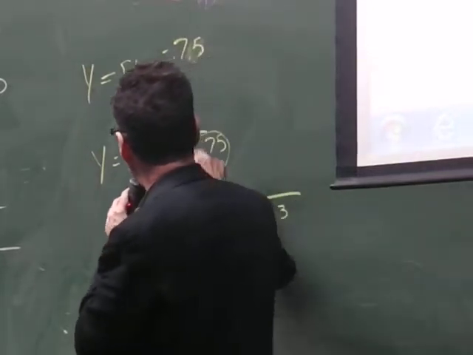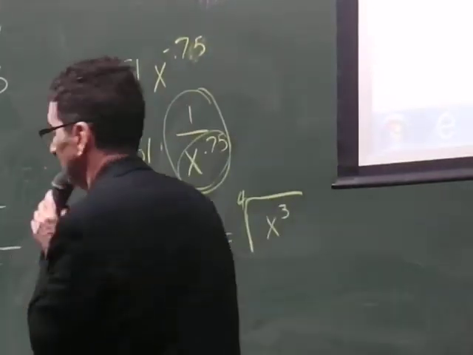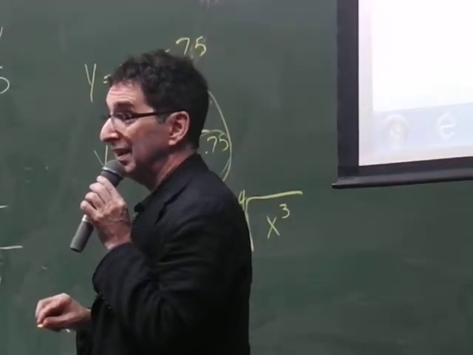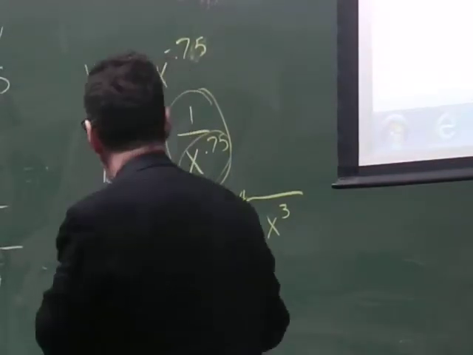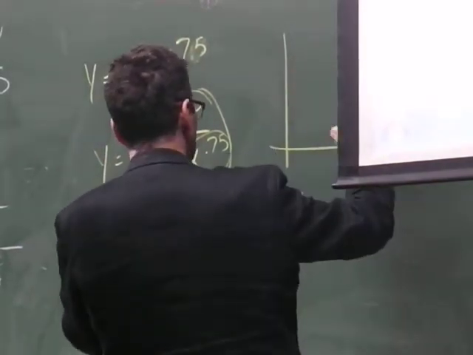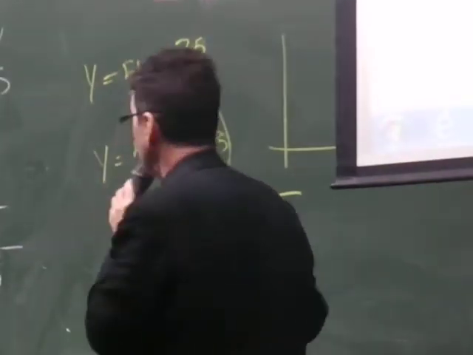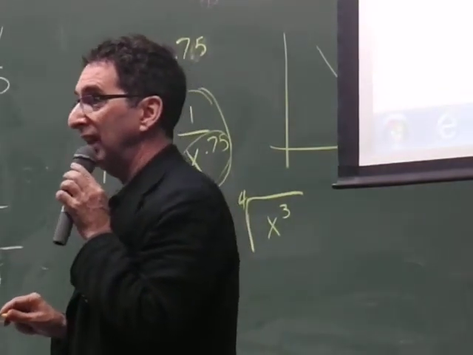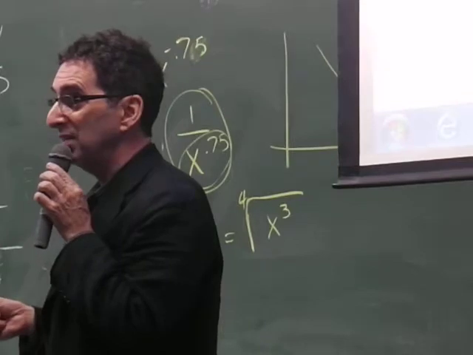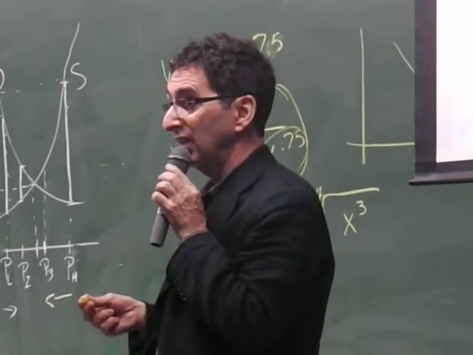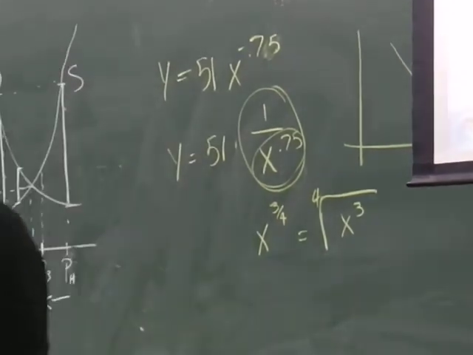So as x increases, what happens to this? If the bottom is getting bigger, then the whole thing is getting smaller, right? So that means this function, is it increasing or decreasing? Decreasing. So at least it fits our model of a demand curve, because we said it has to be a decreasing function. So it's okay in that sense.